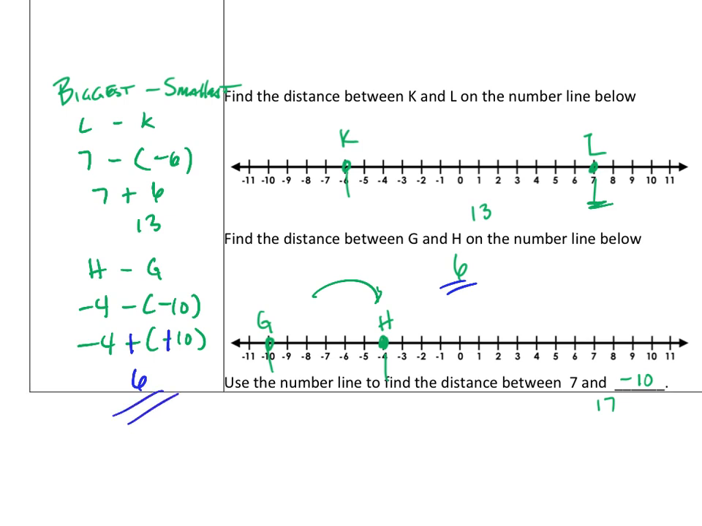Biggest minus smallest. Okay, between 7 and -10, which one's furthest on the right? 7, right? So we'd have 7 minus -10. And if we do what we've been talking about, we're going to change this to addition and use the operational inverse. So that's going to be 7 plus +10, which is going to be 17. The distance between 7 and -10 is 17, because we took the biggest minus the smallest.